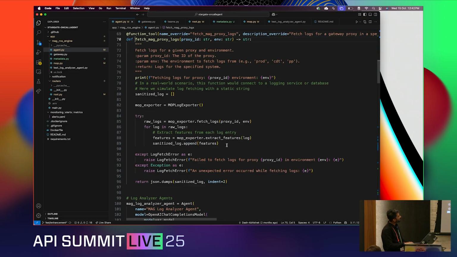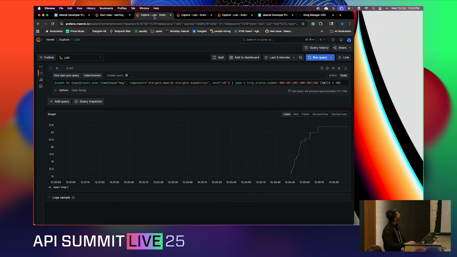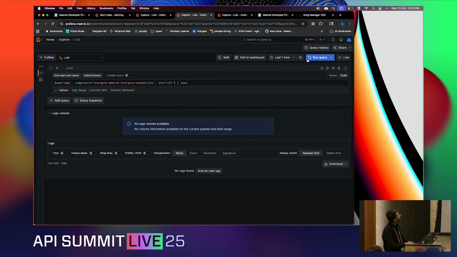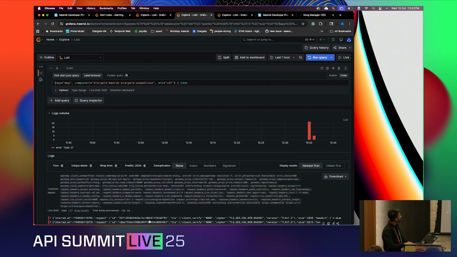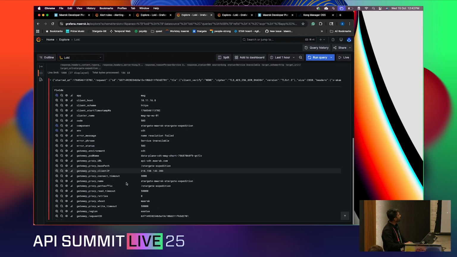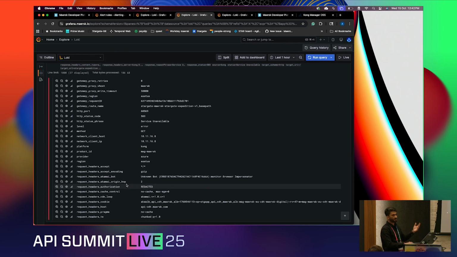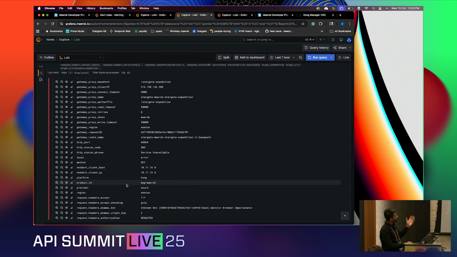This is where we are extracting certain features. Here is a typical log line, which has 80 plus attributes. Some of them are standard attributes, and some of them are custom, which we inject before publishing it to the monitoring platform. And you don't need all of them to be analyzed. You may need only a few of them.